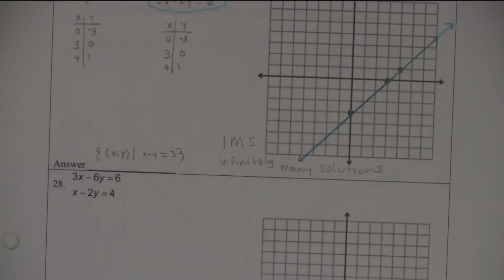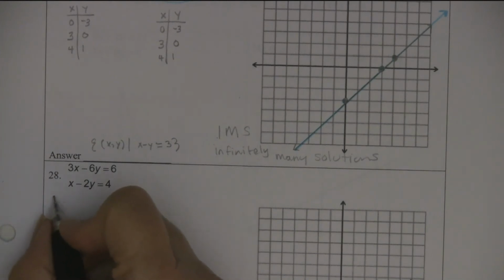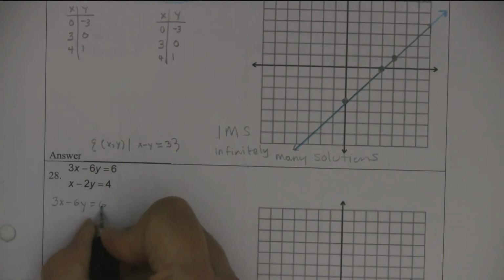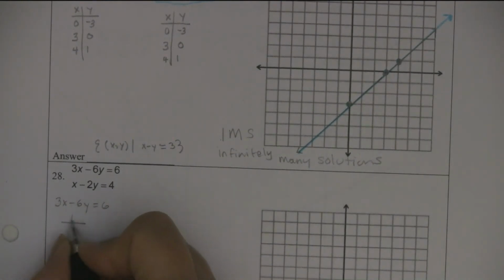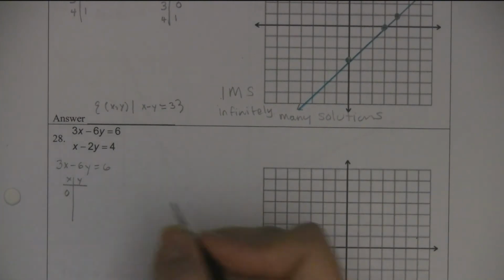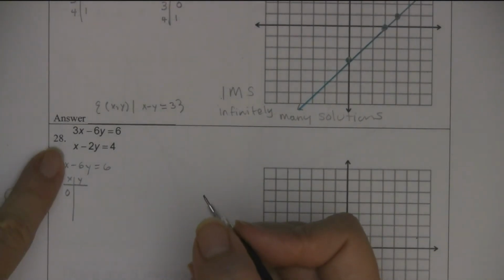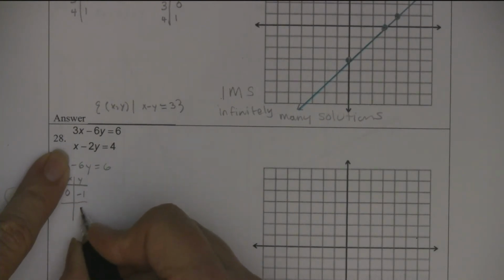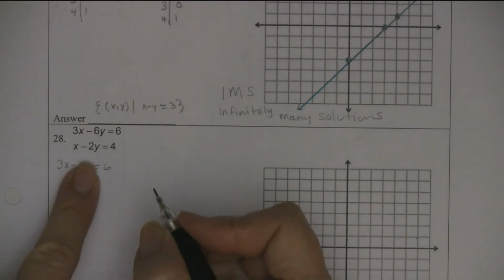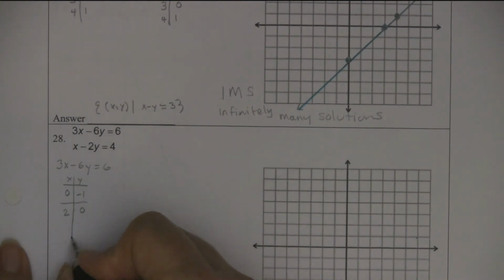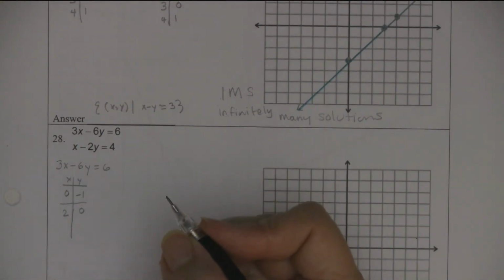And so another one, this is 28. 3x minus 6y equals 6. And if I graph it, so practicing my graphing, right? 0, I've been on convenient points, so we're going to get -1. And 0, we're going to get 2. And perhaps I will get another point.